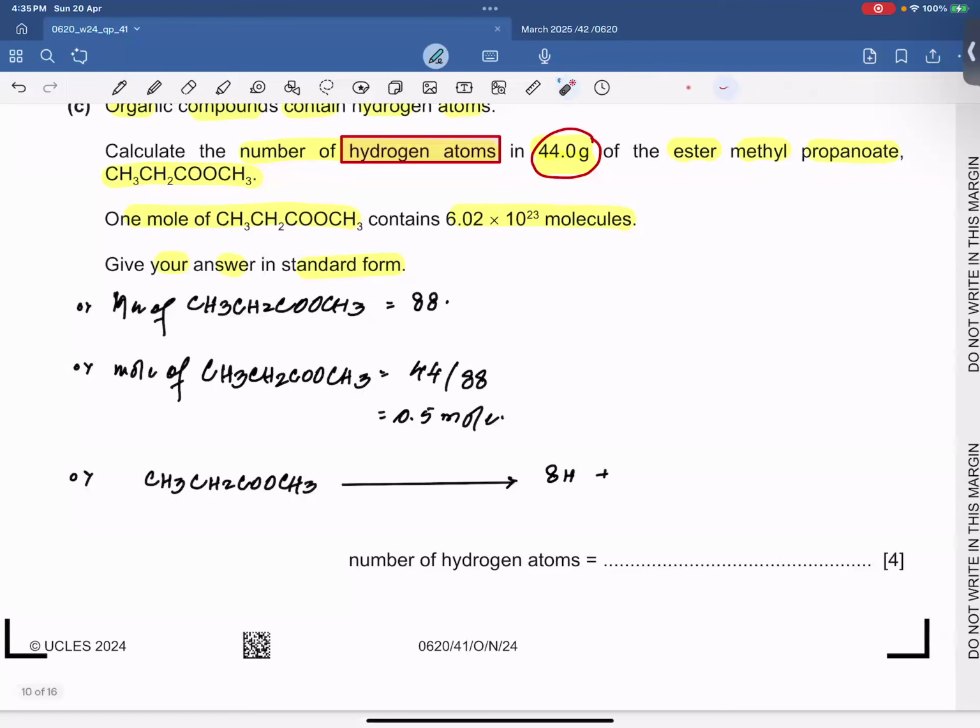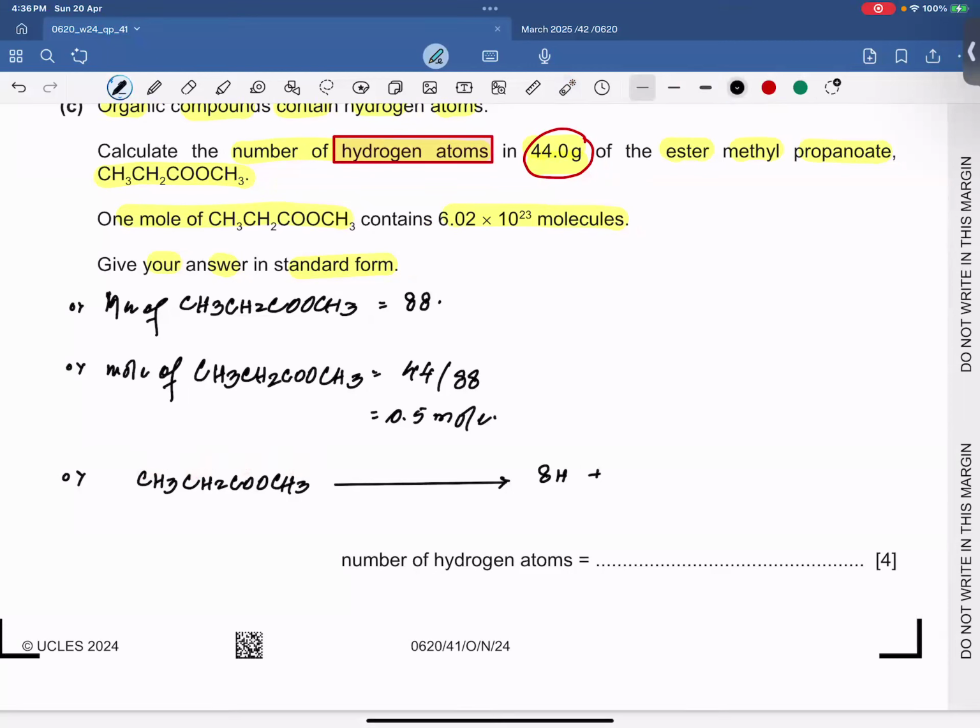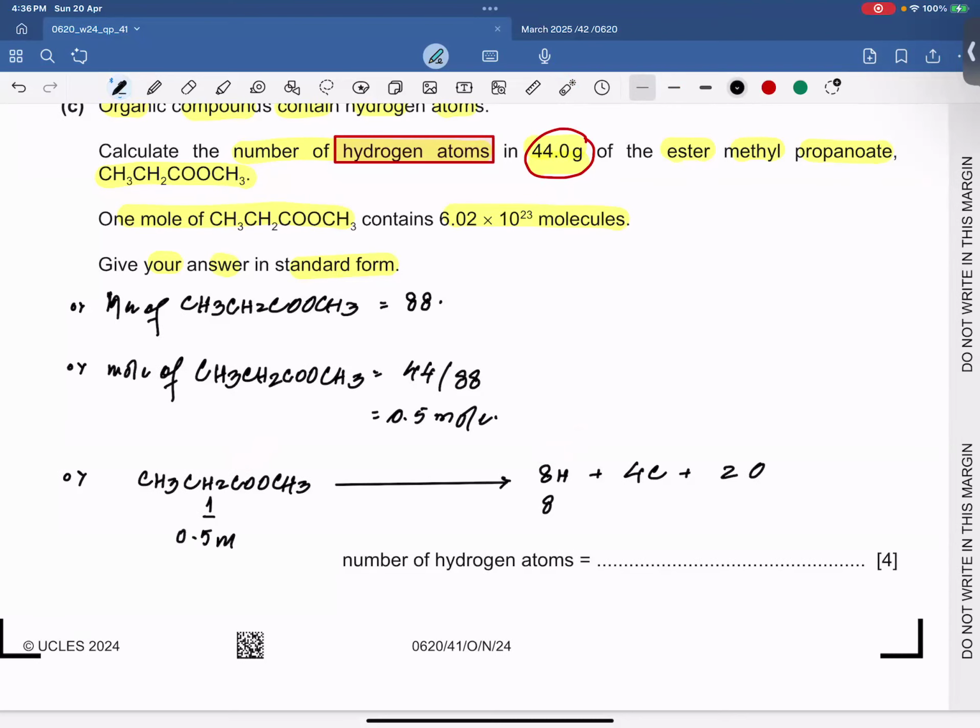How many carbon atoms we have? 1, 2, 3, 4 carbon atoms में and 2 oxygen atoms में. But we need to correlate ester and hydrogen atoms. So 1 mole of ester has 8 moles of hydrogen atoms. अगर आपने 0.5 moles of ester determine किए थे, so how many hydrogen atoms we have? 4 moles, okay?